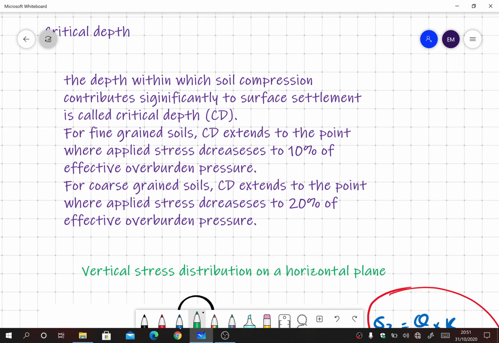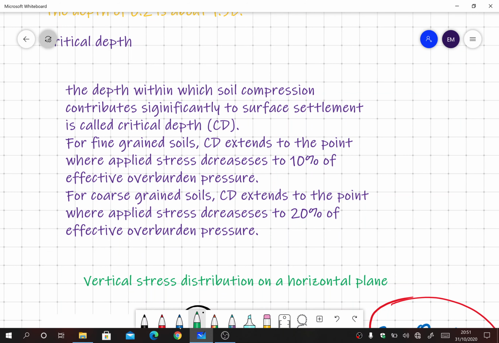critical depth. The critical depth, the depth within which soil compression contributes significantly to the surface settlement, extends to the point where applied stresses decrease to 10% of the effective overburden stresses. This is for fine grained soils, and for coarse grained soils the critical depth extends to the point where applied stresses decrease to 20% of the effective overburden stresses. So it is 10% for fine grained, and for coarse grained it is 20%. Okay, this is critical depth.